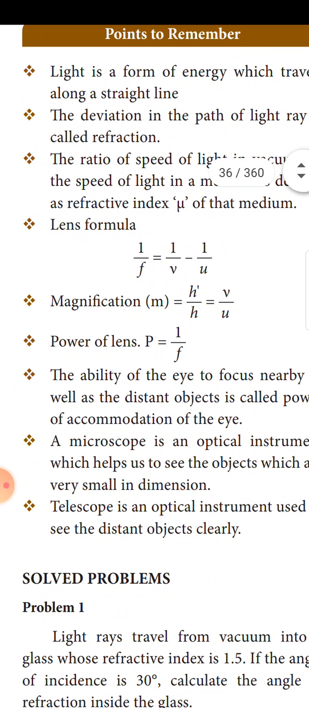Lens formula: 1 by f is equal to 1 by v minus 1 by u. Magnification: m is equal to h dash by h, that is equal to v by u. Power of lens P is equal to 1 by f.